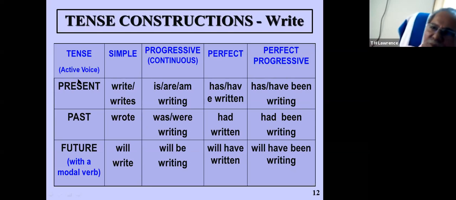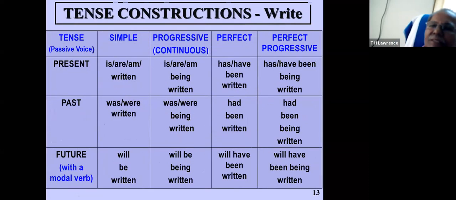Now let's go to the next. See here. Here we are actually exposed to the corresponding tense constructions of the verb write in the passive voice. See here, it is passive. I have written here passive. So now we should be able to visualize in mind, so that it will be easy. As teachers, you are expected to do so.